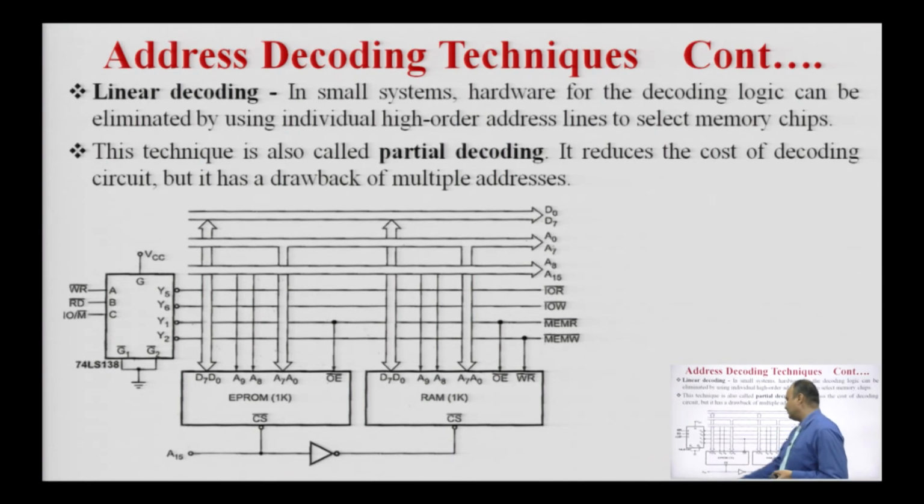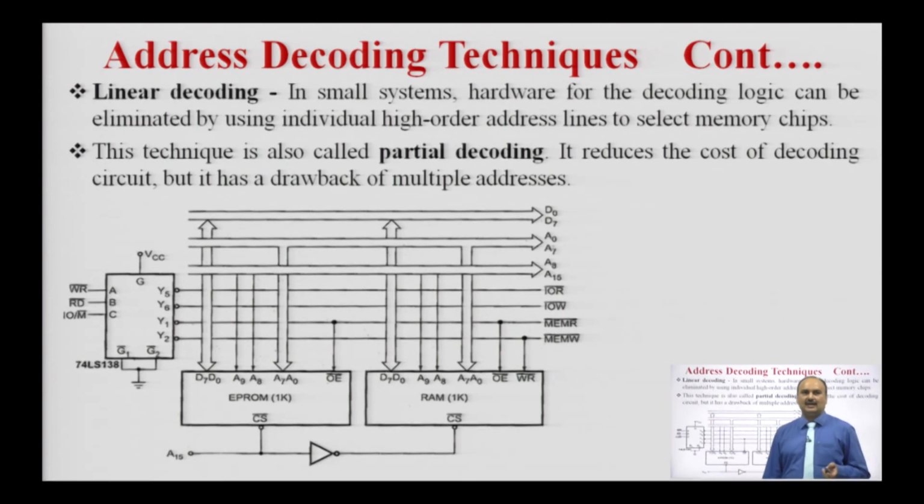Here, with the help of the address line A15 and an inverter, we can enable or select the chips in linear decoding. So, only one address line, A15, is used. This is called linear decoding. This technique is also called partial decoding. It reduces the cost of decoding because fewer hardware components are required.